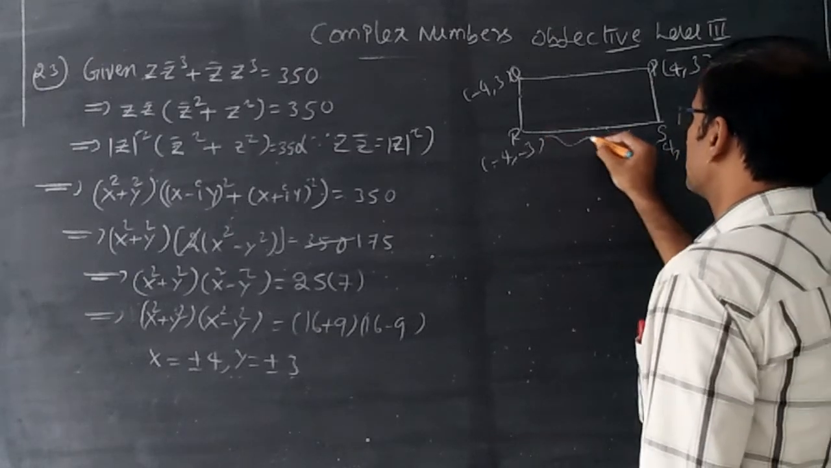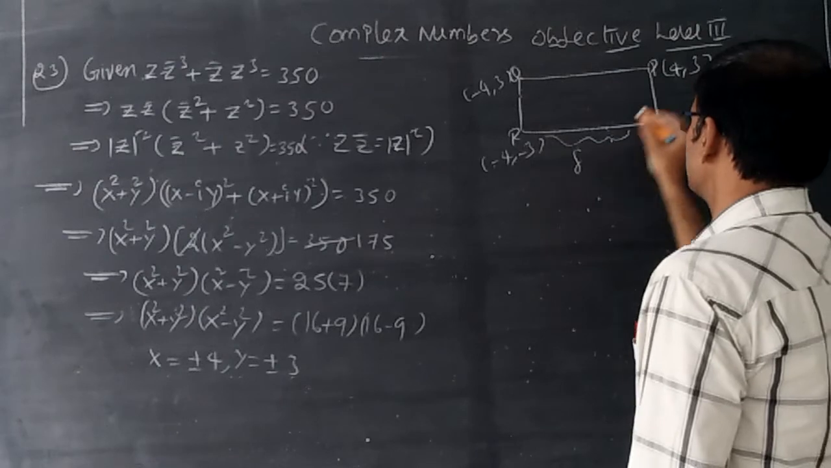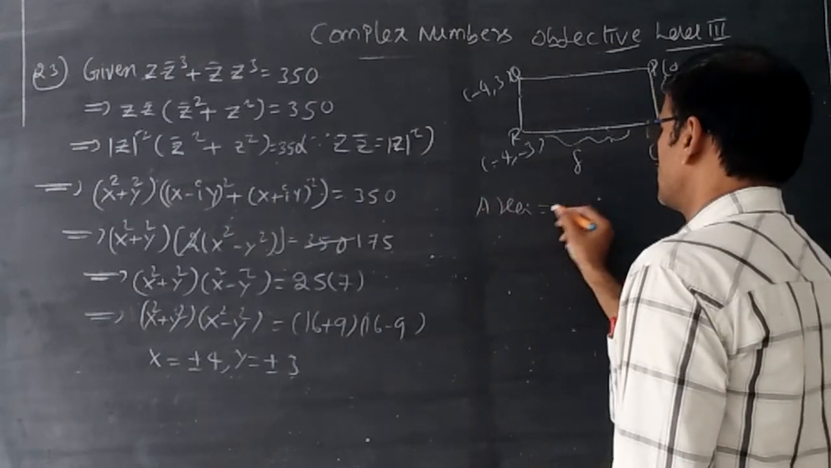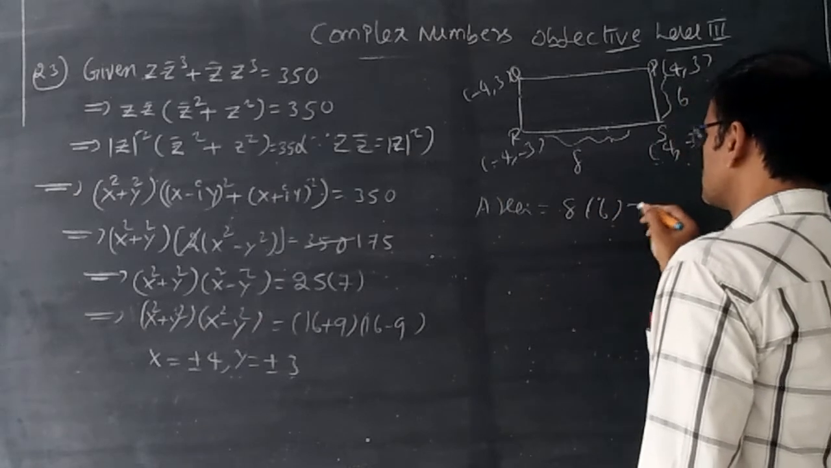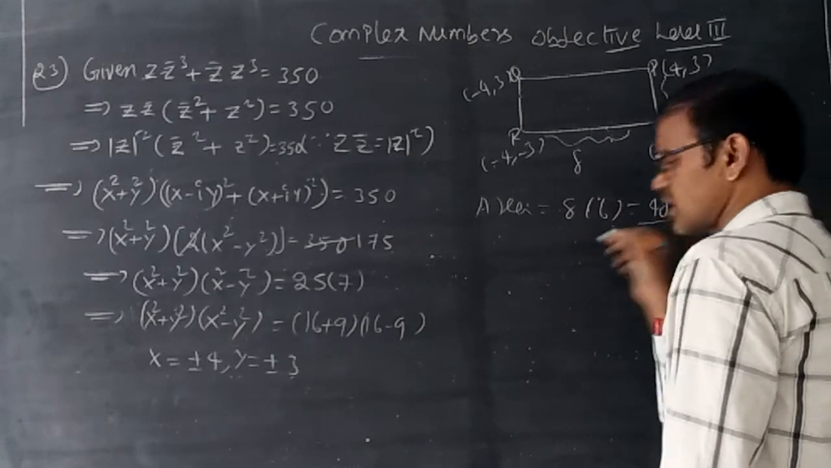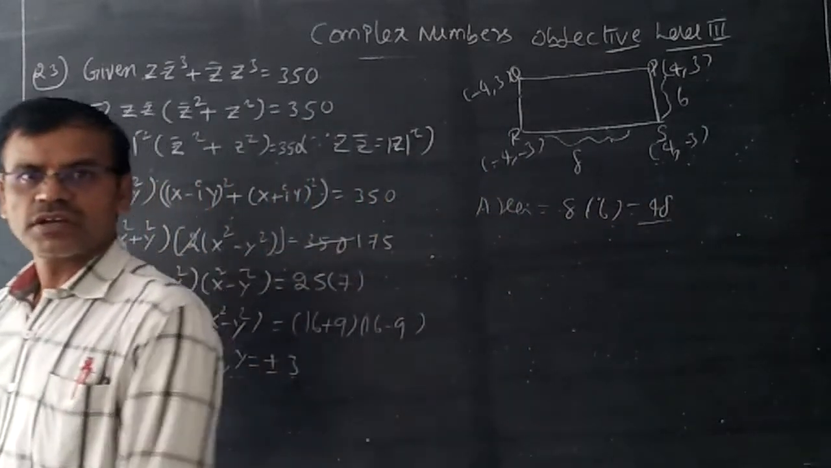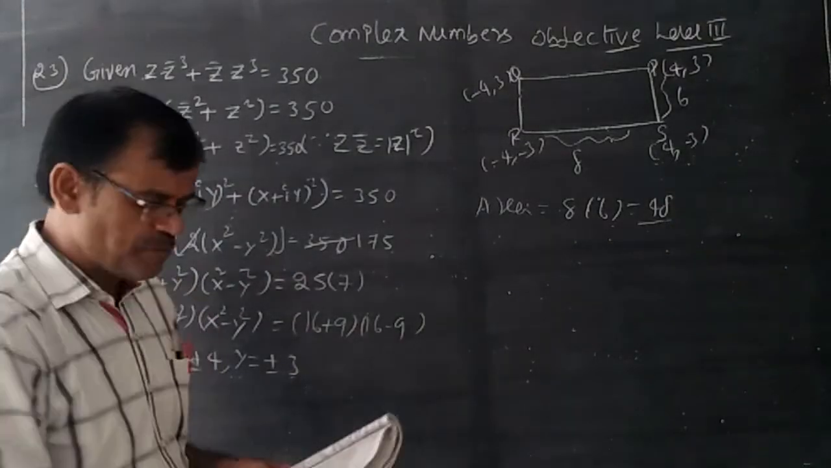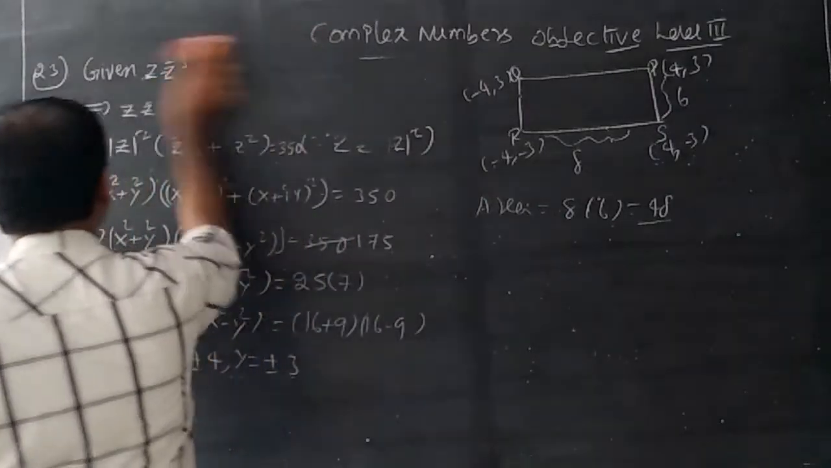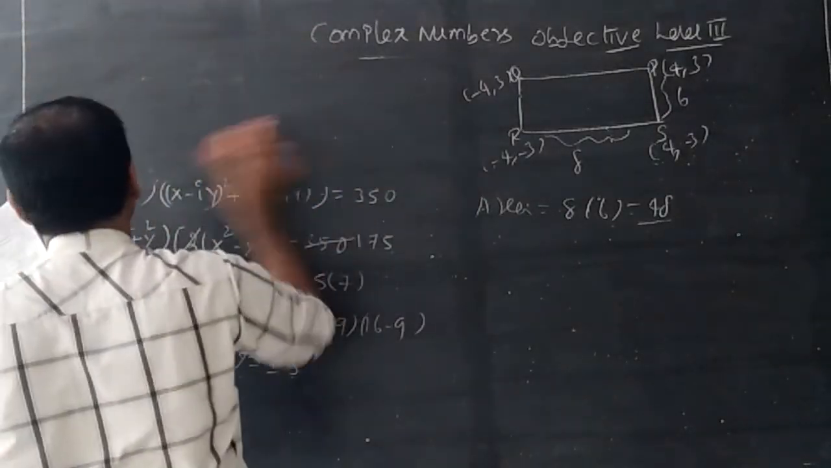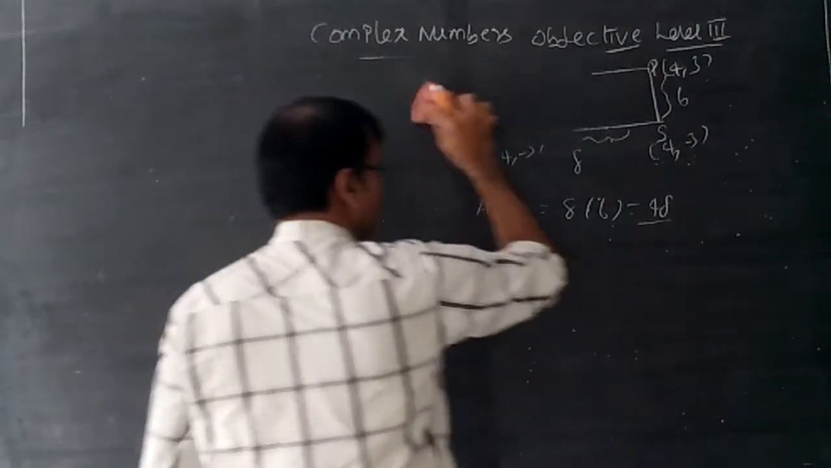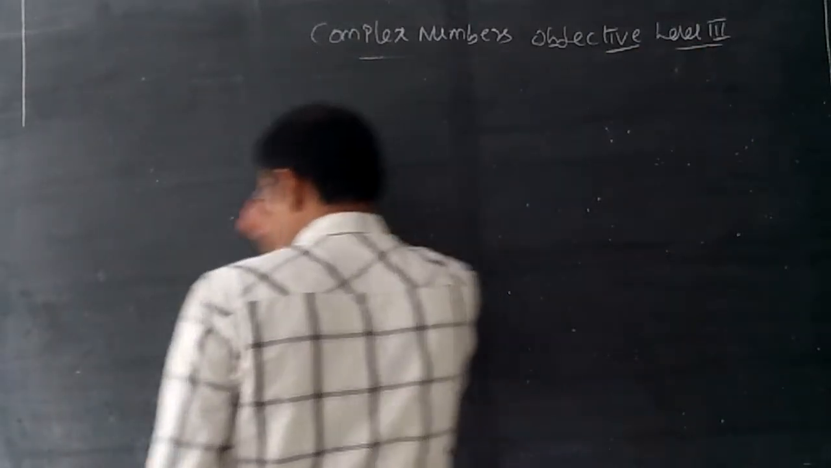So length into breadth: length becomes 8 and breadth becomes 6. So area is equal to length into breadth, so 8 into 6 is 48. 48 square units is the area of the given rectangle formed by the given points. Given condition of complex numbers, we calculated the points.